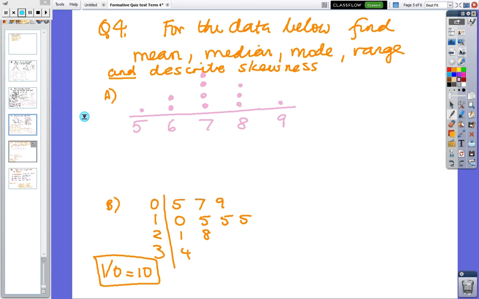So when you're ready, come back and we'll see how we've gone. Okay, so the mean is the average. So we've got to add up these numbers. It's long if you want to do it longhand.